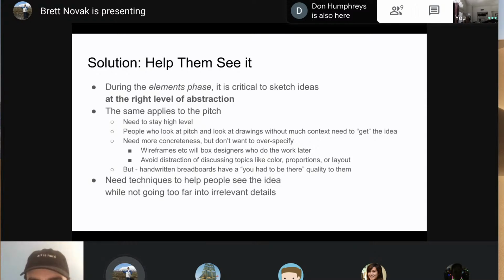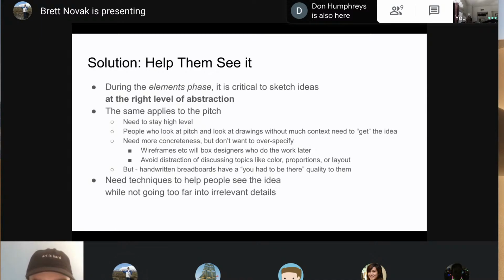The people who look at the pitch and look at the drawings without much context need to get the idea pretty quickly. They say immediately. But you need more concreteness than just a couple of meetings that you had earlier on when developing the pitch. And you don't want to over specify. Wireframes, etc. will box designers in who do the work later, that's always painful. You can almost see it happen in real time.